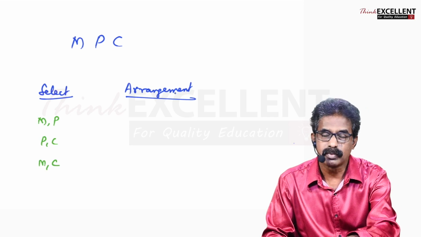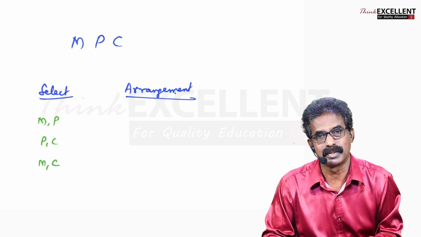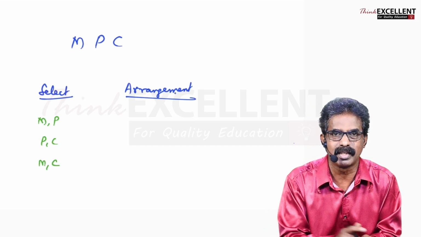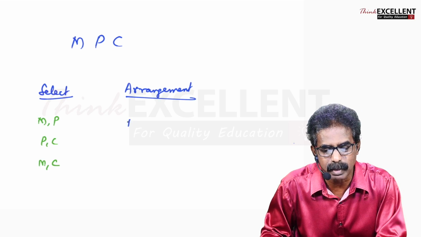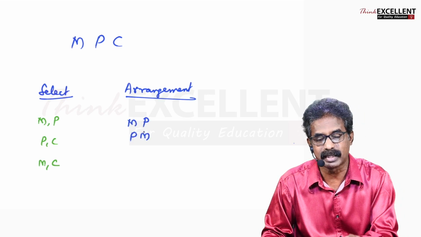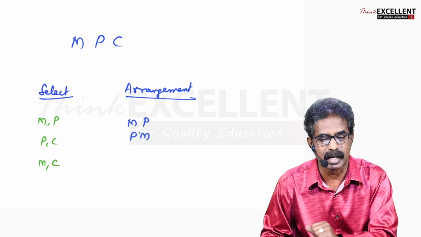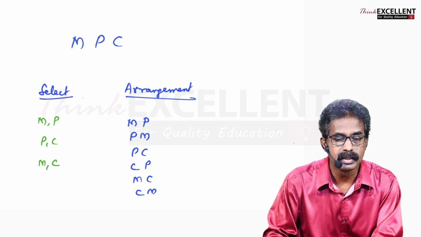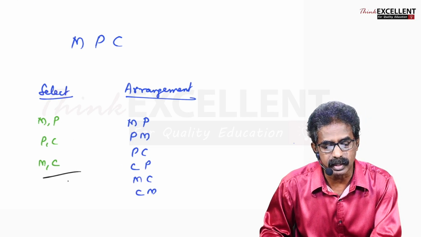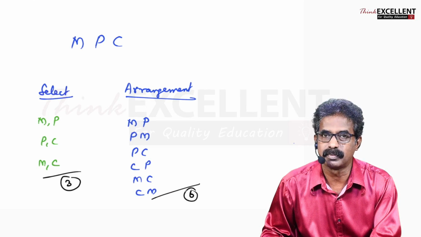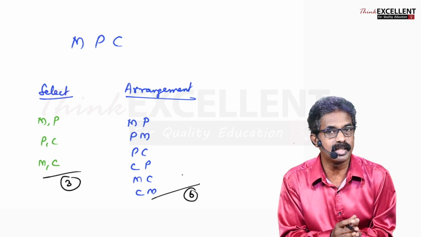Suppose you are getting maths and physics. Now you have a doubt, which one to keep below and which one on top, right? You can arrange maths, physics or physics, maths. Or physics, chemistry, chemistry, physics. Maths, chemistry or chemistry, maths. So selection can be done in only three ways, whereas arrangement can be done in how many ways? 6 ways. So in arrangement, the order is important, right?